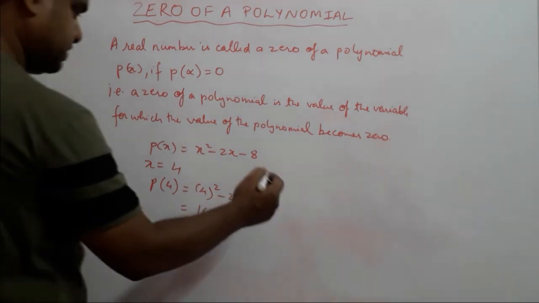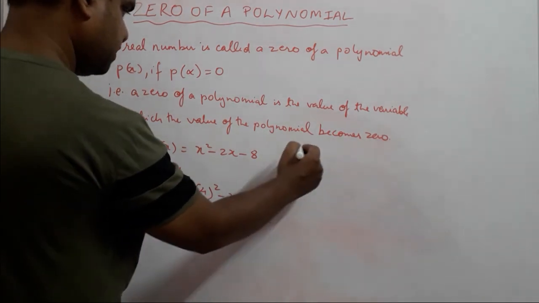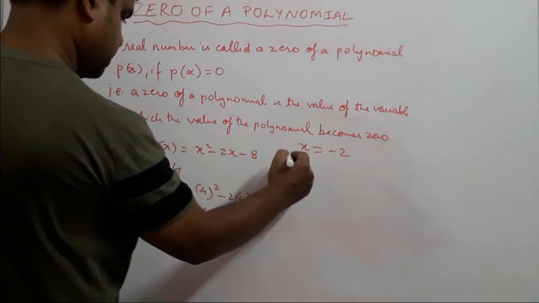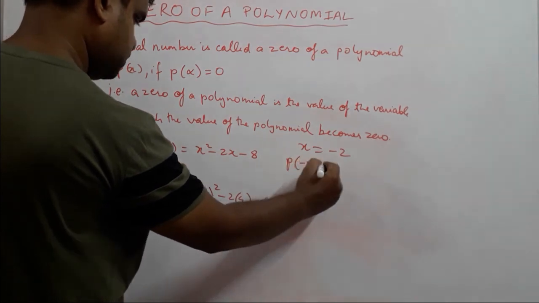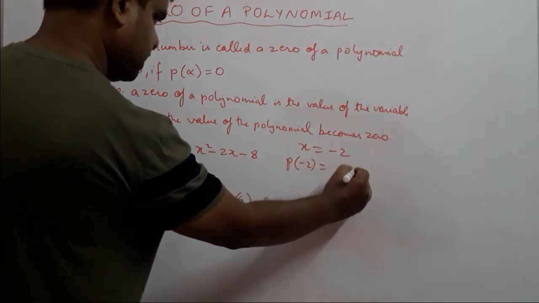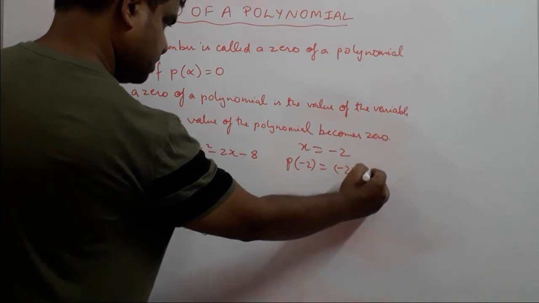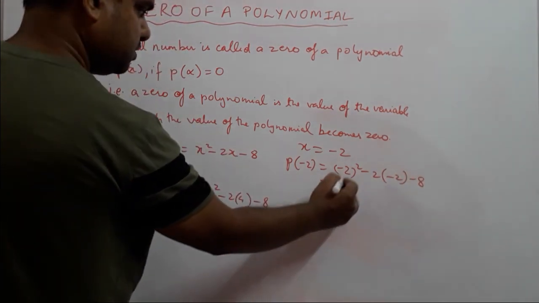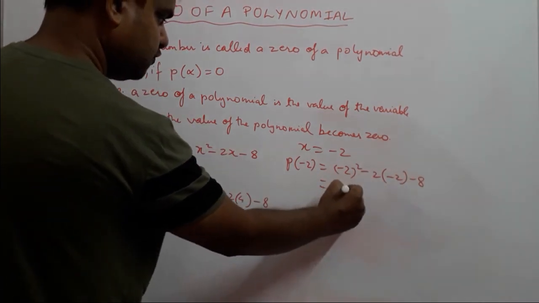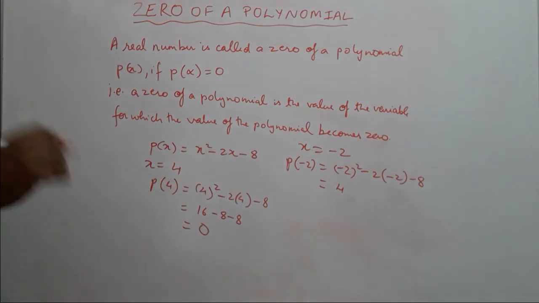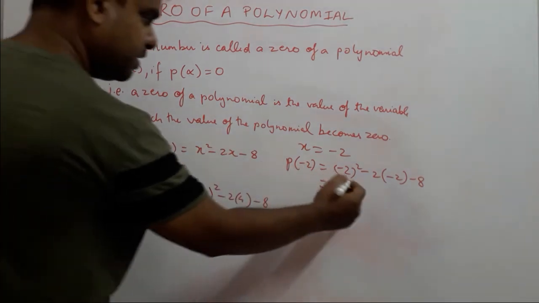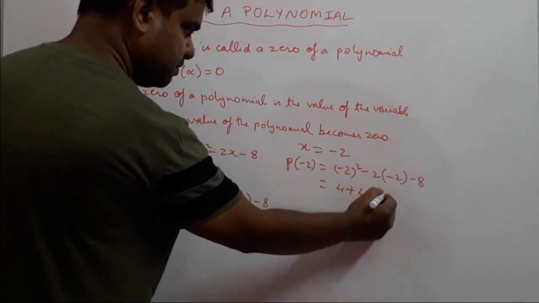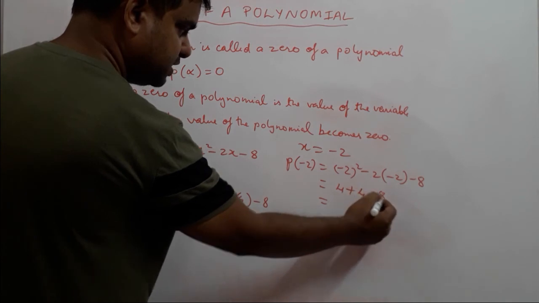Let's take another example. Similarly, when x is equal to minus 2, what happens? Take p of minus 2, so this becomes minus 2 whole square minus 2 into minus 2 minus 8. Minus 2 whole square becomes 4, because minus 2 into minus 2 becomes positive 4. In the same way, minus 2 into minus 2 will also become positive 4, and minus 8. So 4 plus 4 is 8, and 8 minus 8 is 0.